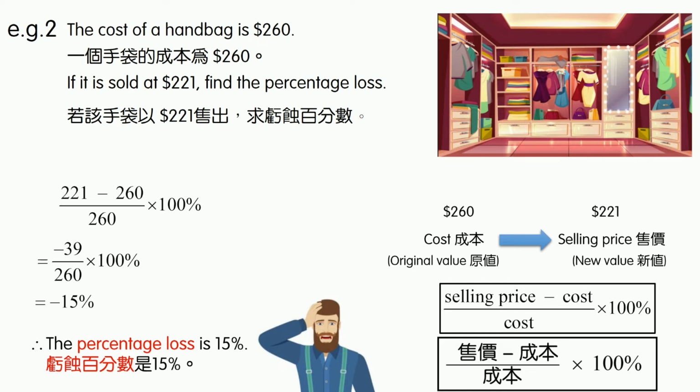Note that, numerically, we have calculated it to be negative 15%, but when writing it down below, we do not add a negative. This is because the word loss already means negative, so we do not need to write it out.